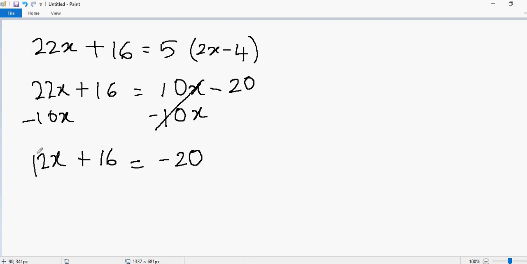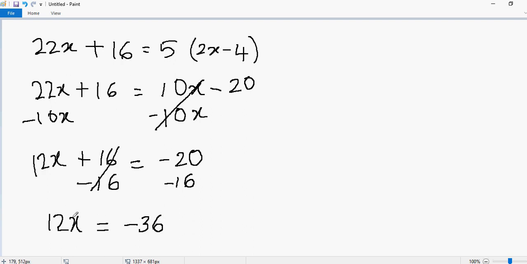Now, I want x by itself. I want to isolate x. That means I have to get rid of plus 16 from here. So we have to subtract 16 on both sides, and you have to make sure that you do that on both sides of the equation to balance it. So negative 16. Okay, positive 16 and negative 16 cancel out each other. So on the left-hand side, I have 12x is equal to, now negative 20 minus 16 will be negative 36.